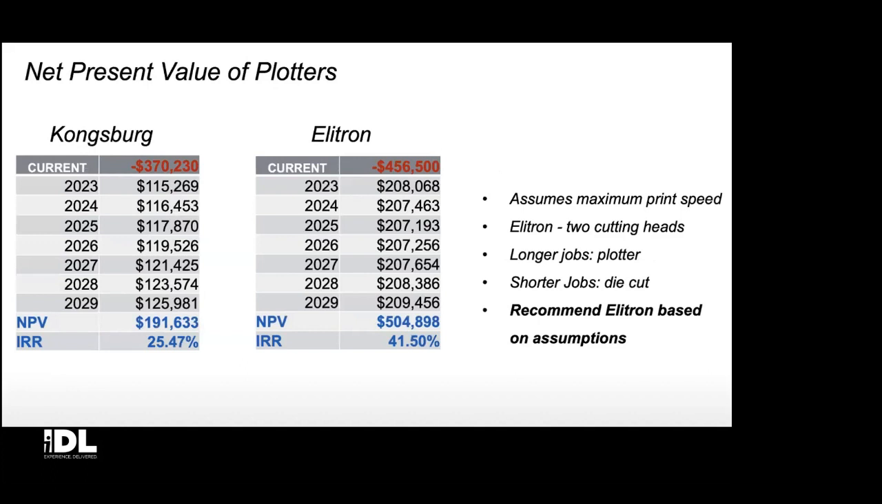And here are our analyses of two plotters. As you can see on the right, the Electron plotter has a significantly higher NPV and IRR. We believe this is mainly due to the speed of the machine, and also due to the fact that it has two cutting heads. Because of this, we recommend this machine to IDL.